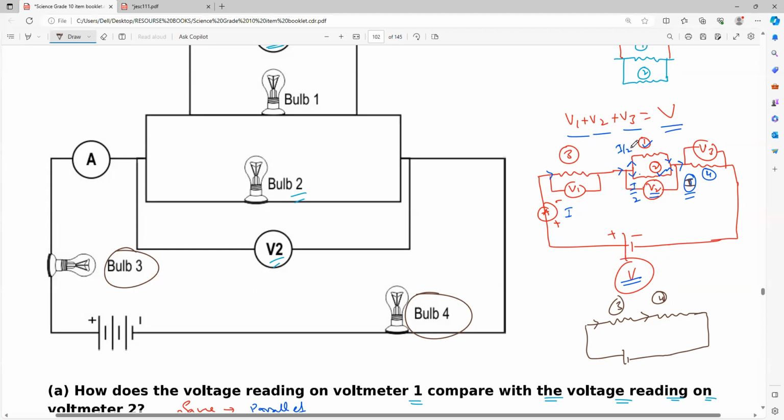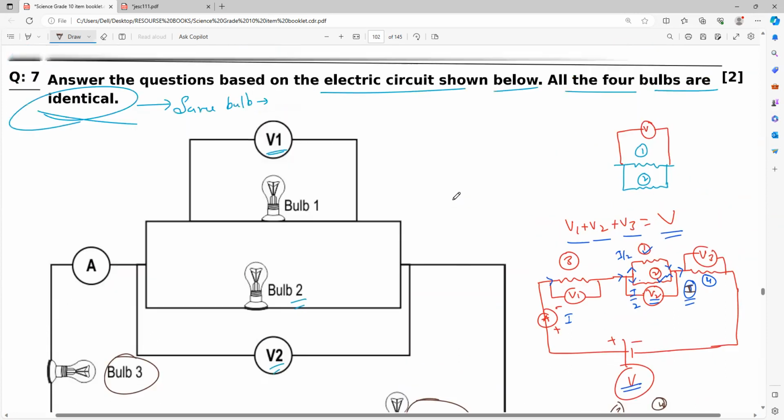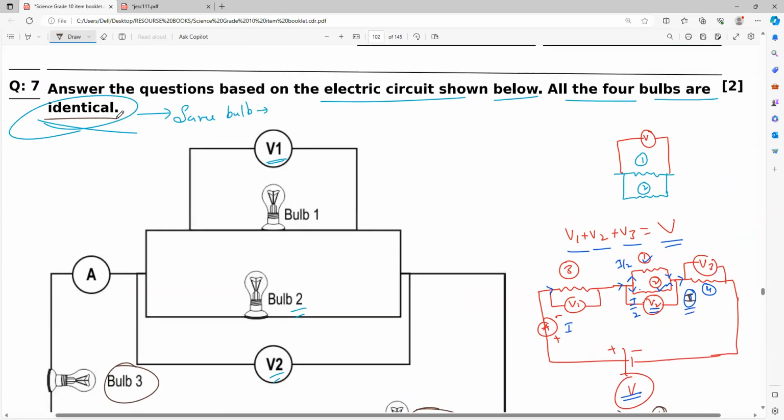So why are you writing I by 2 and I by 2 here? Because they are what? Identical. So that is what you have to remember. Do it fast. Make it quick, all of you. Hurry.